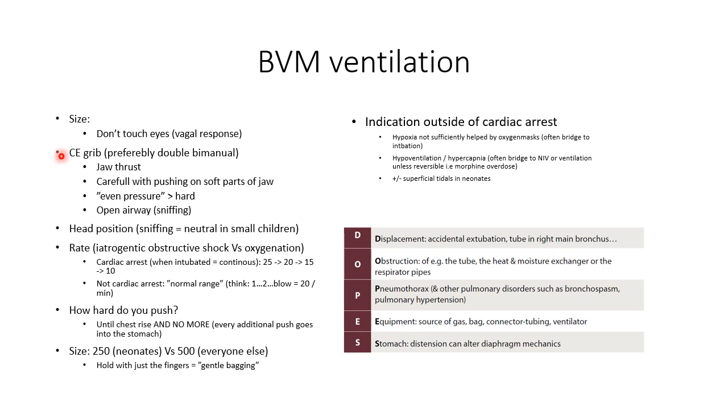You grip it with the CE grip, making a C with your index finger and your thumb, and then an E with your last three fingers. Make sure that you are doing a jaw thrust, pushing the chin forward, with your third and fourth finger on the lower aspects of the jaw. Making sure that you're not touching the soft parts under the mouth, where the tongue lies, because that will collapse the airway, especially in small children.